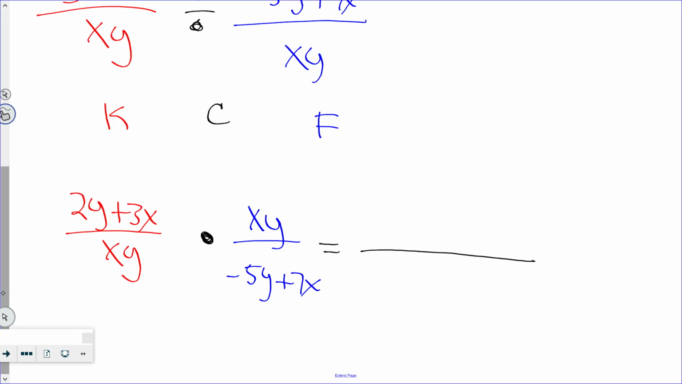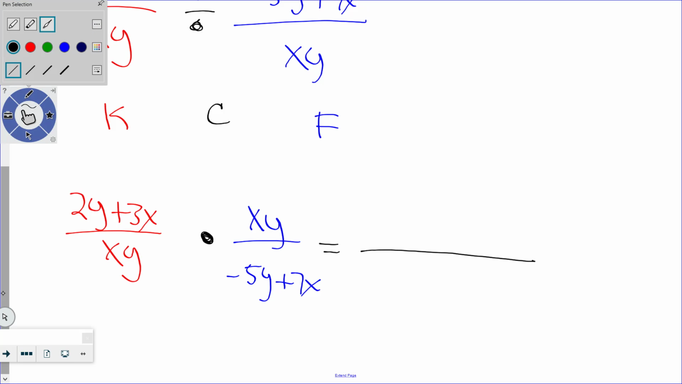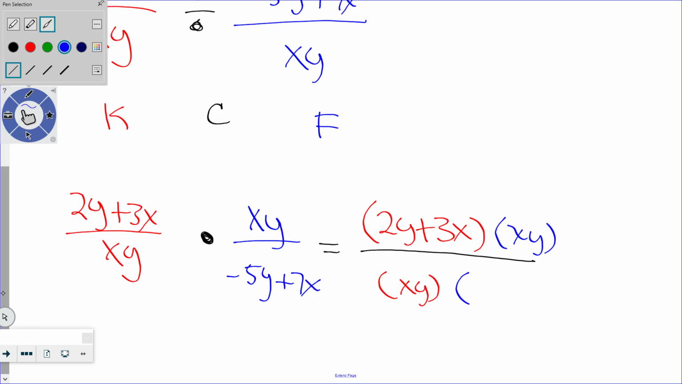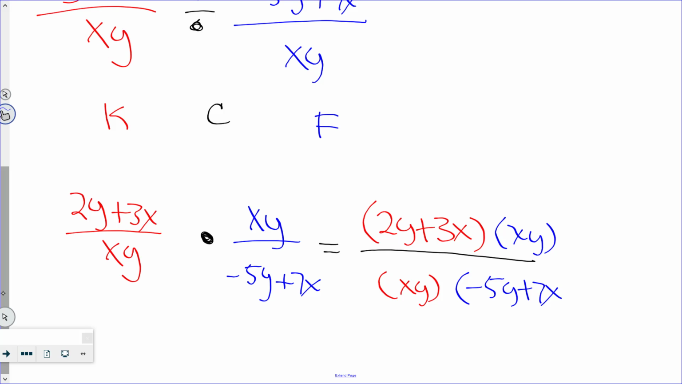We know that if we multiply the top, it's going to be 2y plus 3x times xy. And the denominator is just going to be xy times negative 5y plus 7x. Now we have a single fraction. What are your thoughts? What do you think we could do here now that we have a single fraction? Tessa? Cancel the xy.